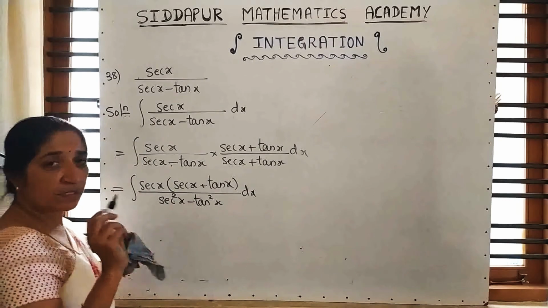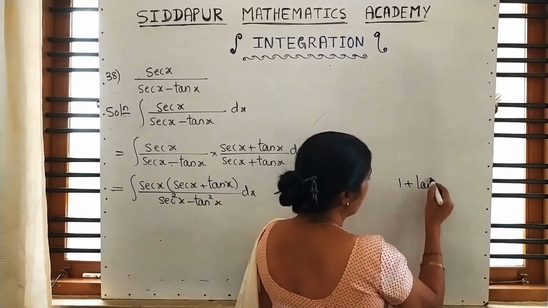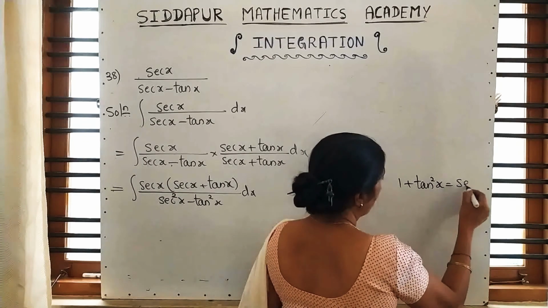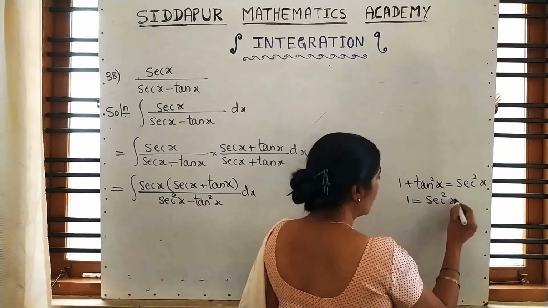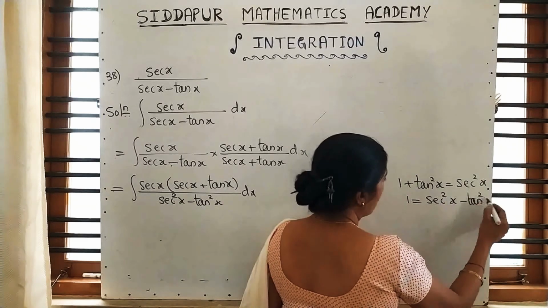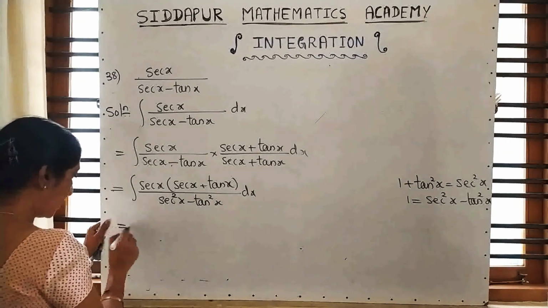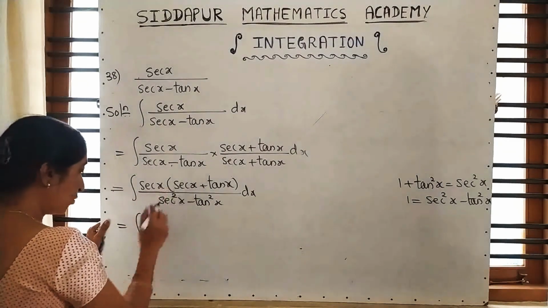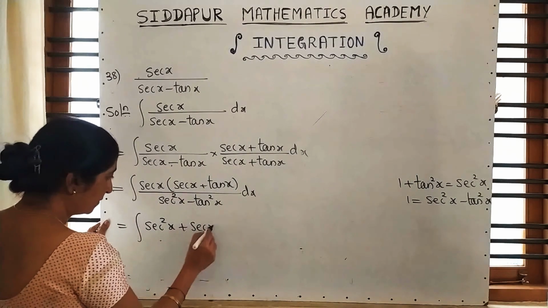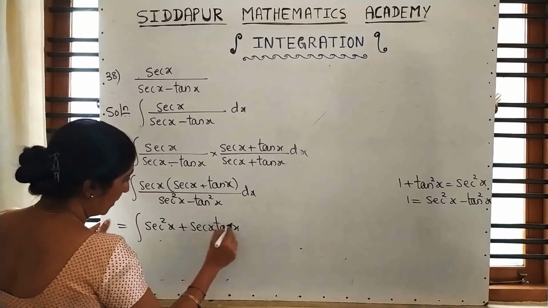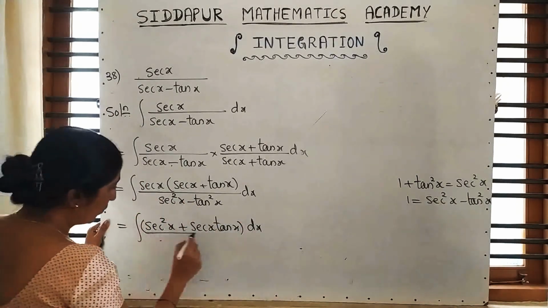Have you remembered the basic trigonometric identity? Yes. What is that identity? 1 plus tan square x is secant square x. 1 is equal to secant square x minus tan square x. Correct or what? In the denominator we can write 1 and the numerator remove the bracket. Remove the bracket and denominator is 1 means no need to write that. If you want you can write 1.